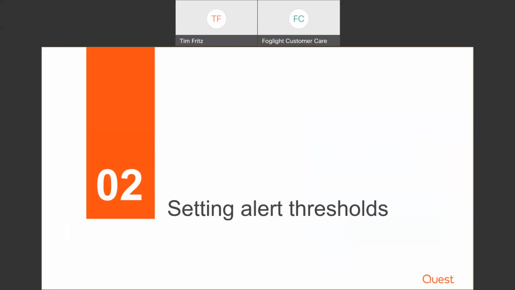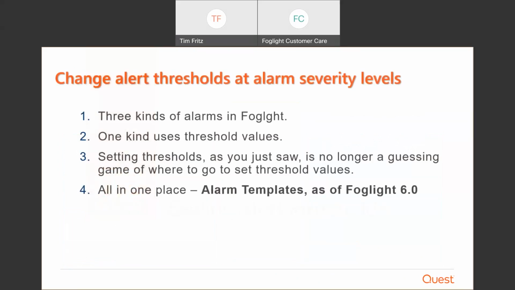All right, so setting alert thresholds first. Let's dive into that in detail. Now, real quick review. There are three kinds of alarms in Foglight. The first one is simple alarms, either yes or no conditions, right? Well, there are no threshold settings there. It's either yes or no. The yes fires an alarm. That's it.